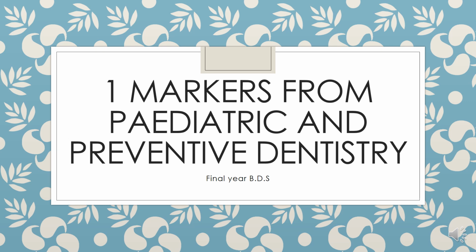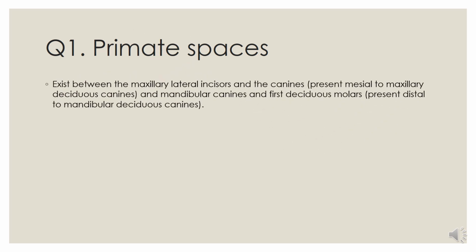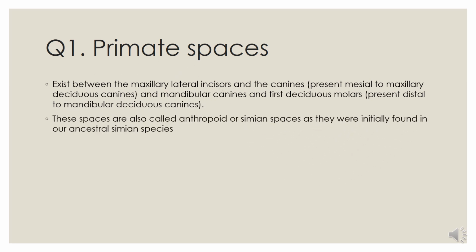In this video, we are going to discuss the one-marker questions from the subject of pediatric and preventive dentistry. First question is primate spaces. These exist between the maxillary lateral incisor and the canines. They are present mesial to the maxillary deciduous canines and mandibular canines and first deciduous molars. That is, they are present distal to the mandibular deciduous canines. These spaces are also called anthropoid or simian spaces as they were initially found in our ancestral simian species.